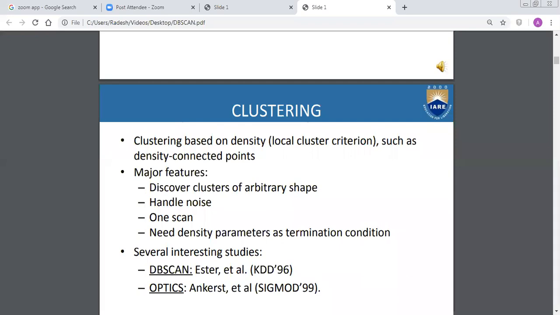When the noise is more, it is not easy to form qualitative clusters. So in order to overcome the noise and the error, which is also a kind of noise, we are going to study an advanced clustering technique called DBSCAN, which is a density based technique, and the abbreviation of that we are going to see in the next slide.